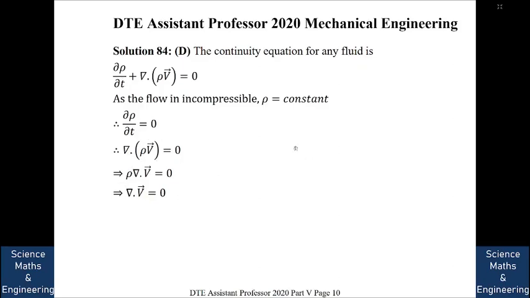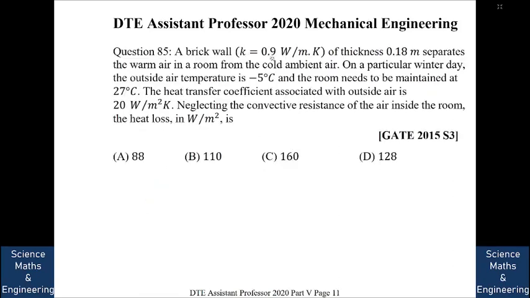Next question. Option D. A brick wall, K is equal to 0.9 watt per meter Kelvin, of thickness 0.18 meter separates the warm air in a room from the cold ambient air. On a particular windy day, the outside air temperature is minus 5 degrees centigrade and the room needs to be maintained at 27 degrees centigrade. The heat transfer coefficient associated with the outside air is 20 watt per meter square Kelvin. Now neglecting the convective resistance of the air inside the room, the heat loss in watt per meter square is... so we need to find out the heat loss.